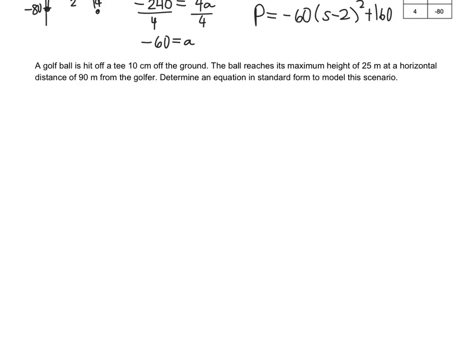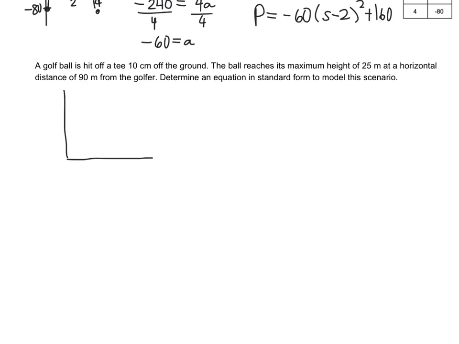A golf ball is hit off a tee 10 centimeters off the ground. The ball reaches its maximum height of 25 meters at a horizontal distance of 90 meters from the golfer. Determine an equation in standard form to model this scenario. So, even though it didn't state to draw a picture, you always want to start with a picture.